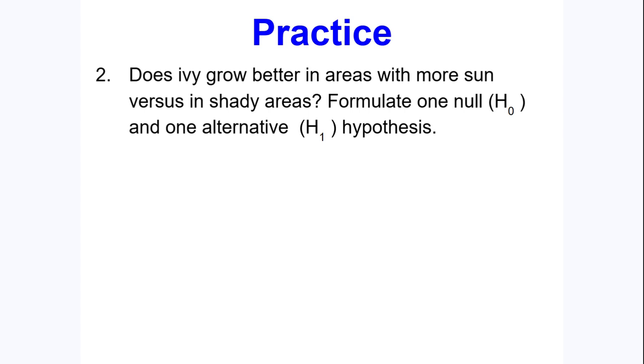So, does ivy grow better in areas with more sun versus in shady areas? This is our question. Now we need to formulate one null and one alternative. Our manipulated variable, or independent variable, is whether there is sun or shady areas. Our dependent variable is the ivy growing better, right? So does it increase growth or decrease growth? You need to make a hypothesis based on knowing those variables.